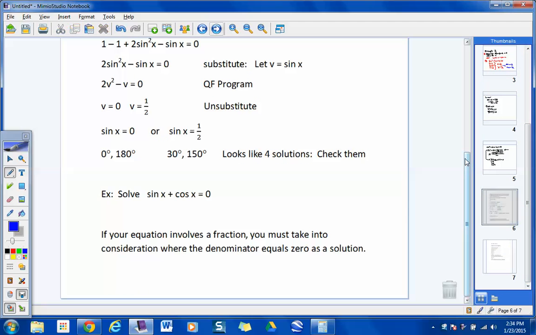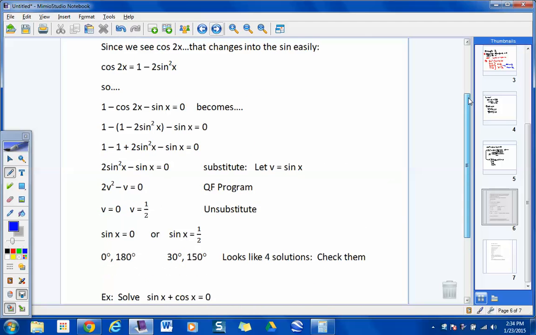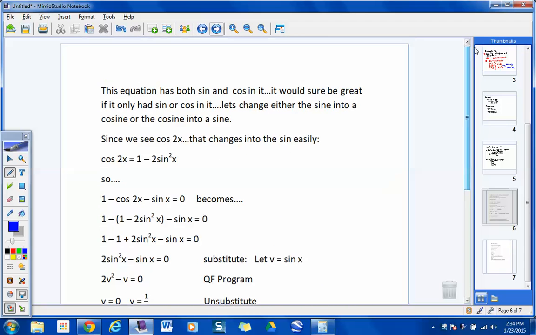What do you think we're going to change first of all? The double. We're going to change that double angle. It says this equation has both a sine and a cosine in it. It would sure be great if it only had sine or cosine in it. So we're going to change either the sine into a cosine or a cosine into a sine. And we've already identified right here, we see cosine of what here, gang? We see cosine of 2x, and that changes into the sine easily.